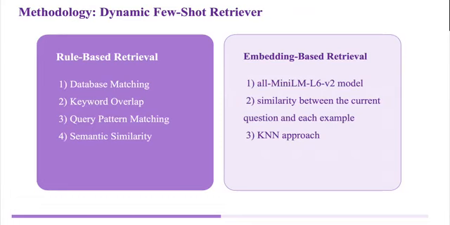So there are two alternative dynamic fusion retrievers. First is a rule-based retriever, and it focuses on the database matching, keyword overlapping, query meta matching, and the semantic similarity to match two cases. The second is the embedding-based retrieval, which uses the embedding model to calculate the similarity between the current question and each example, and uses the KNN approach to extract the top K cases.